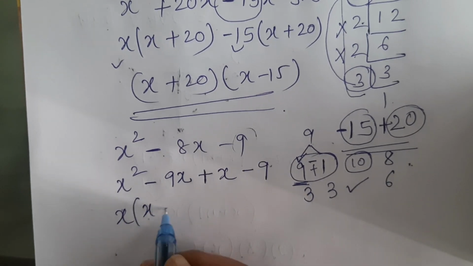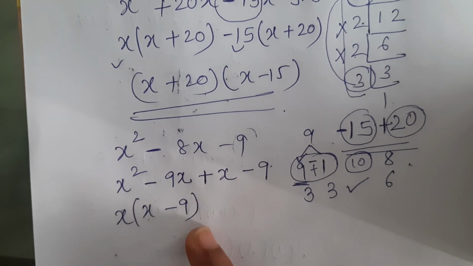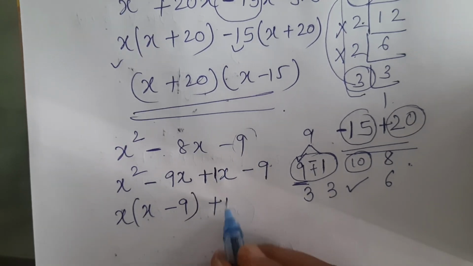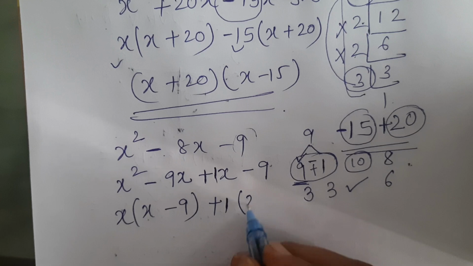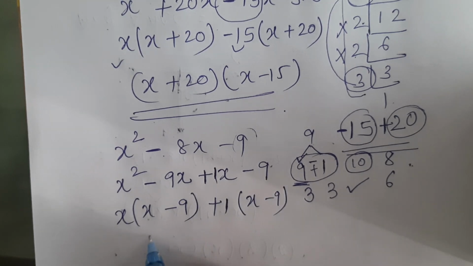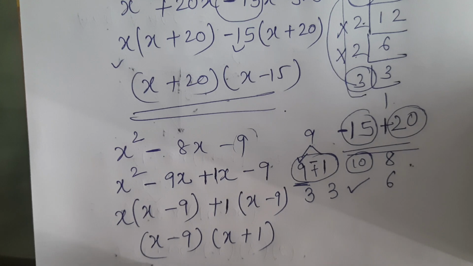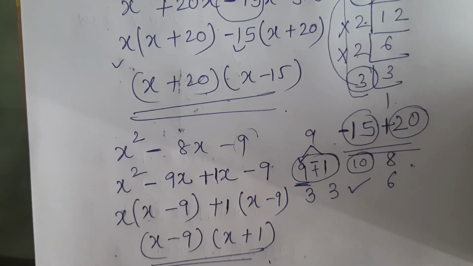Now x can be taken common. So here we are left with x minus 9. Here nothing is common, so whatever the coefficient is, that we will take as common. Now repeat the bracket again. So here x minus 9 and x plus 1. So these are the factors. So this is our final answer.